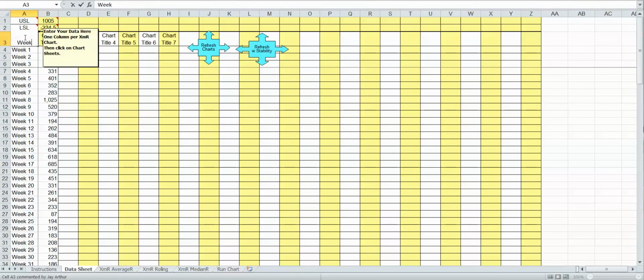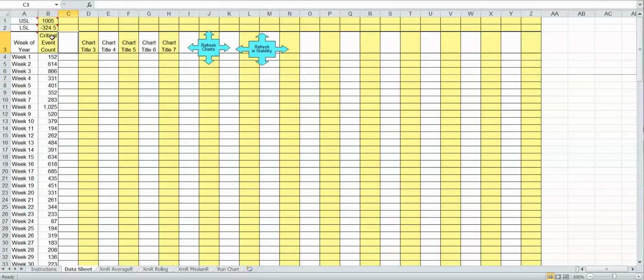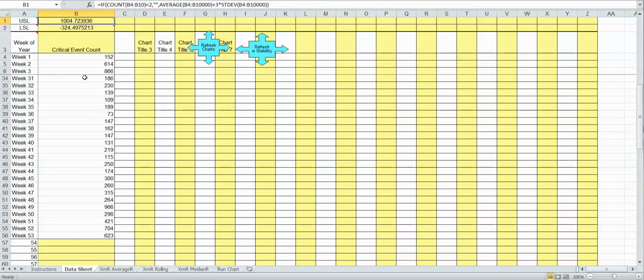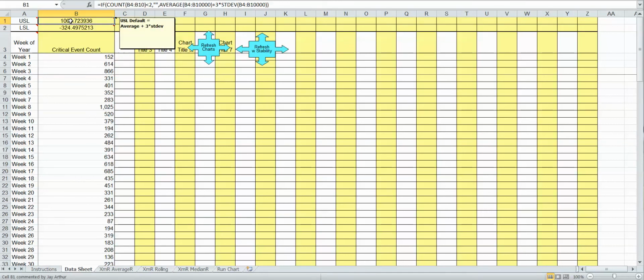So we're going to label our charts. This is the week of year. Again, that's historical, and this is the critical event count. Just to give ourselves a little more room, then we have our upper specification limit and our lower specification limit. Looking through the data, I see that the top is 1025, and you really can't have a negative amount of events occurring. So the lower specification limit is, let's say, 1.